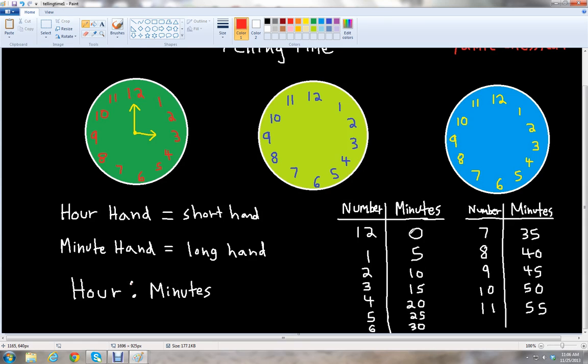So, for example, if we're looking at this clock right here, we notice that the hour hand is at 3, and then the minute hand is at the 12. So this would be the third hour, or 3 o'clock. So we have 3, and we write a colon, and then for 12 we have the 0 minutes, so we put 2 zeros. So this would be 3:00.